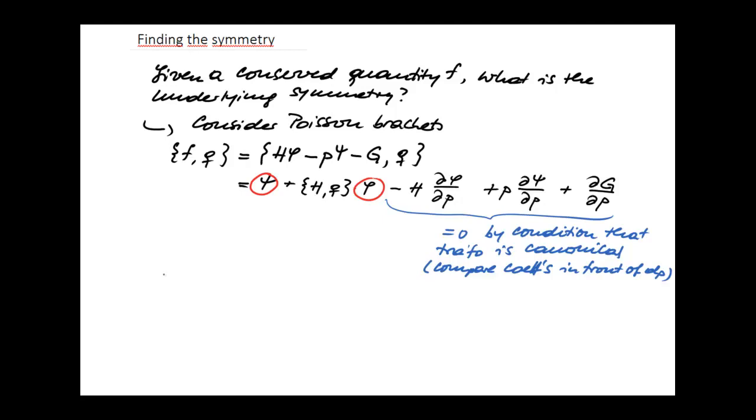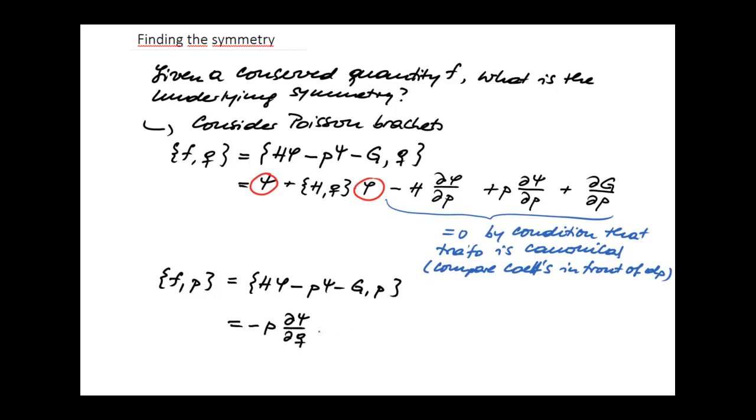Consider next the Poisson bracket of f with p, with the momentum. Again, f must have the form Hamilton function times phi minus p psi minus g, with the Poisson bracket with p. Let's start with the Poisson bracket of minus p psi with p. The Poisson bracket of p with p is 0, so we just have minus p times the Poisson bracket of psi with p. The Poisson bracket of psi with p is the partial of psi with respect to q.